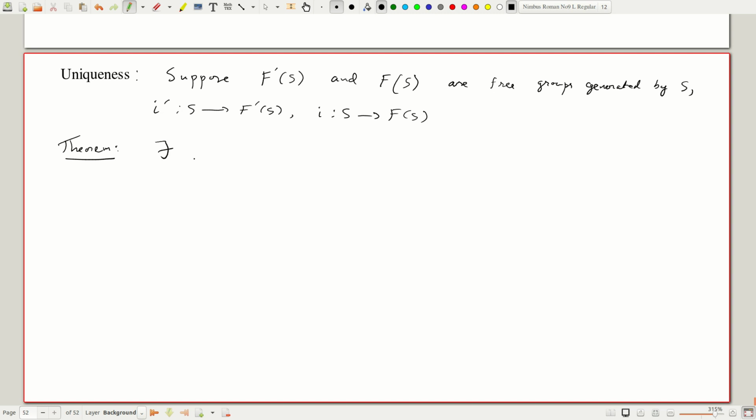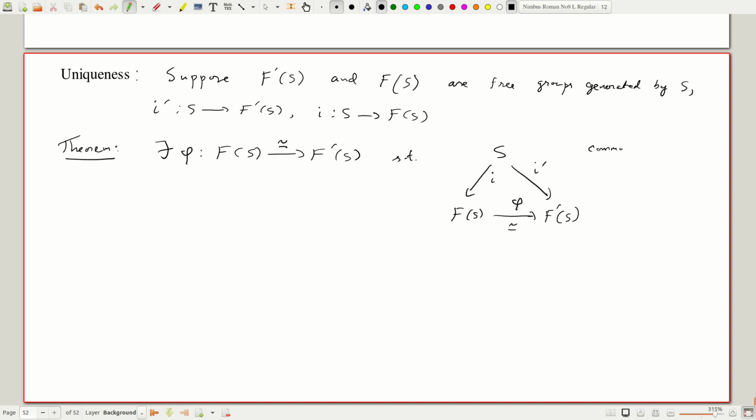Okay, there exists a phi from whichever direction I want. Let us say F of S to F prime of S, and this is an isomorphism. In fact, it's an isomorphism which respects the inclusion maps. So I have I here and I have I prime going to F of S and F prime of S, and this commutes. So this is an isomorphism.